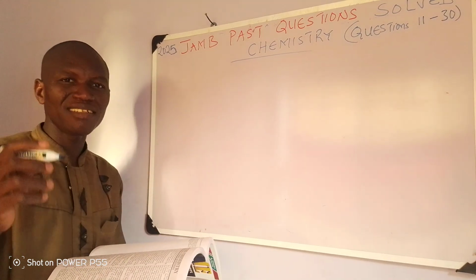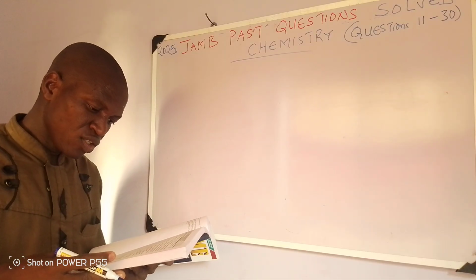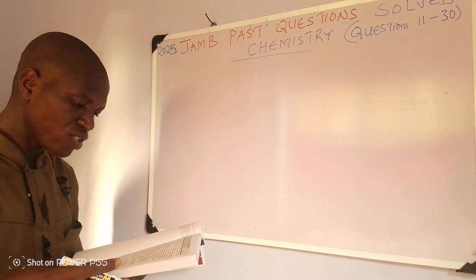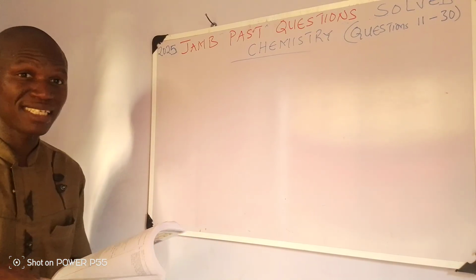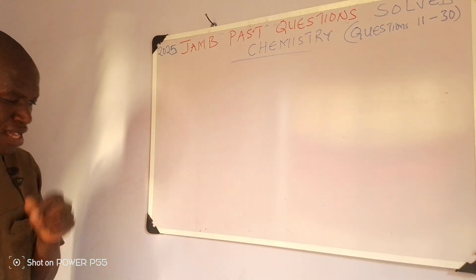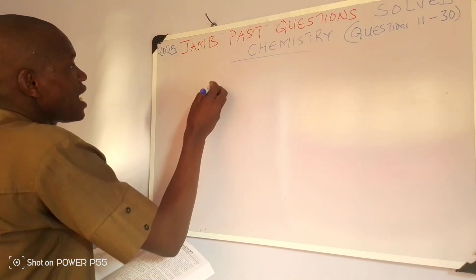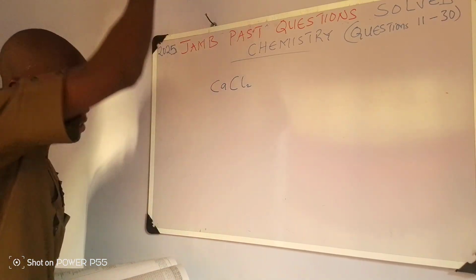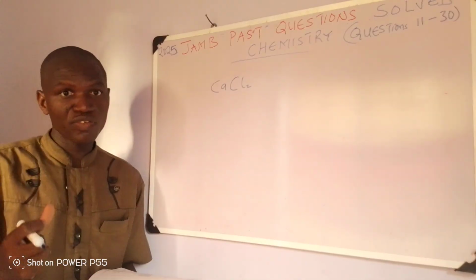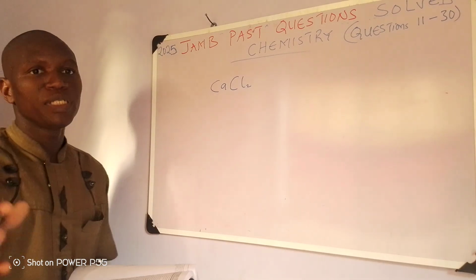A, we have concentrated hydrochloric acid, concentrated sulfuric acid, anhydrous calcium chloride, we have sodium hydroxide. So which one? Excuse me. So the correct answer is anhydrous calcium chloride. This is a drying agent, and when it absorbs moisture, it doesn't change to liquid.